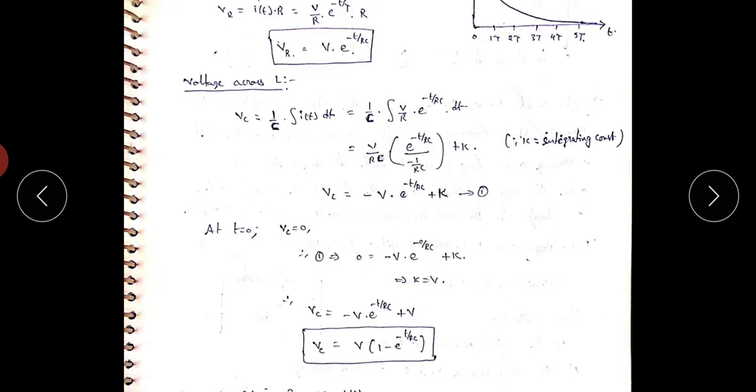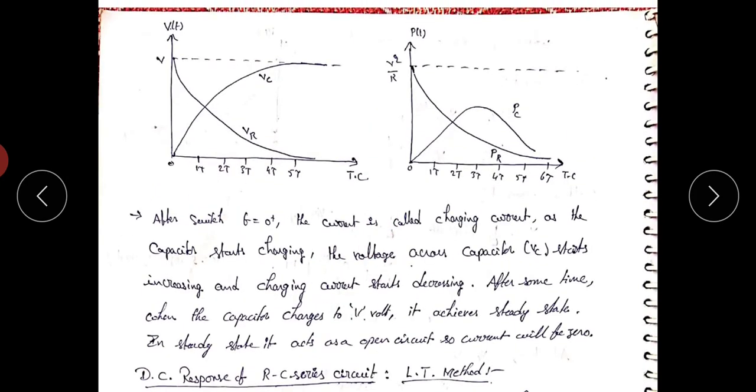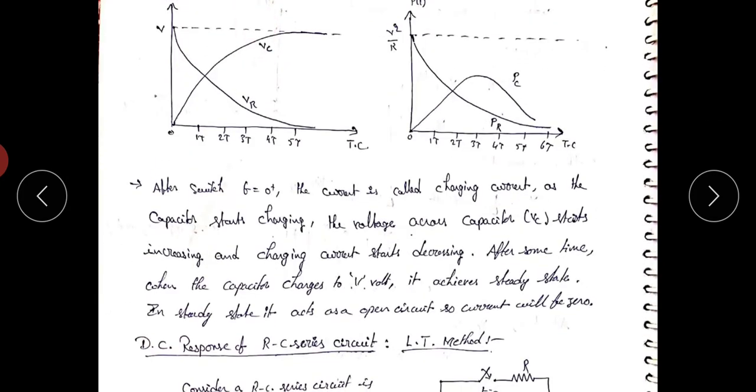Next, by increasing the time value, e power minus value decreases, so the voltage across the resistor decreases exponentially. Finally, after 5 time constants, the voltage across the resistor reaches 0.